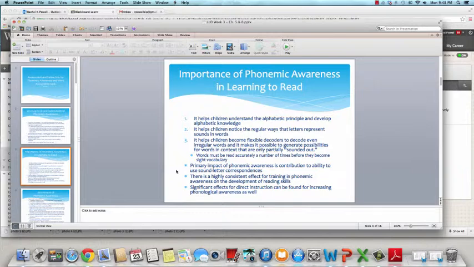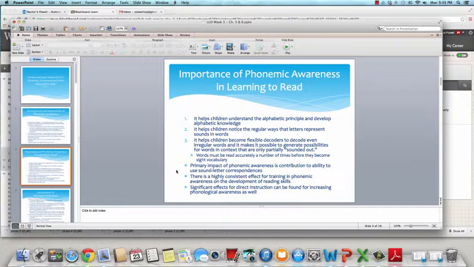Number 3, it helps children become flexible decoders, to decode even irregular words, and it makes it possible to generate possibilities for words and contexts that are only partially sounded out. So if you only know how to sound out part of the word but not the whole word, it helps with that.